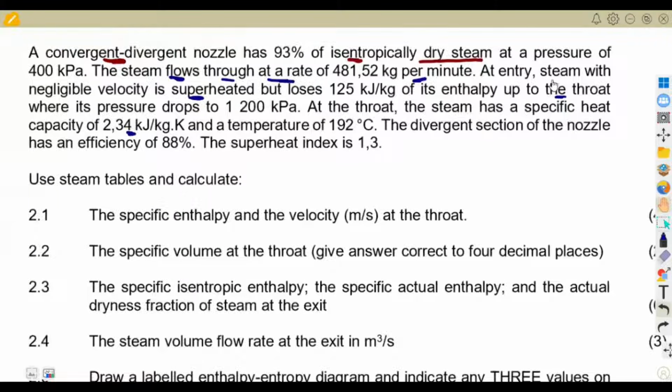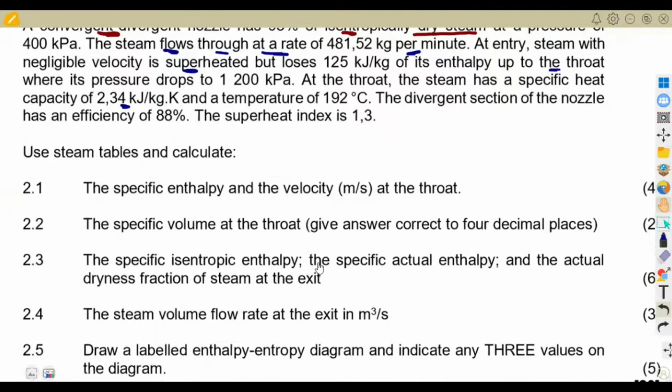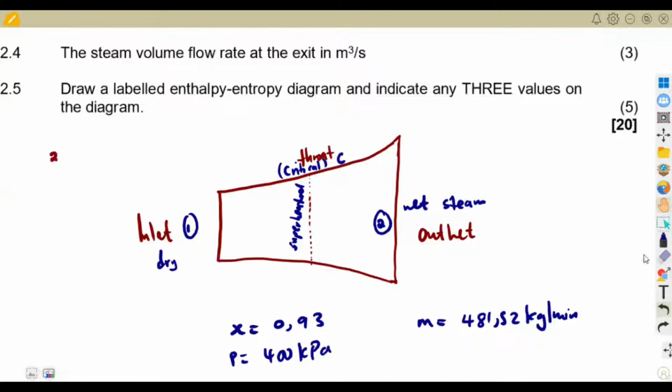Then at entry, the steam has negligible velocity. Negligible means it's neglected, it's not counted. So the inlet velocity here is 0 meters per second. Remember C for velocity, so at the inlet, that's C1.